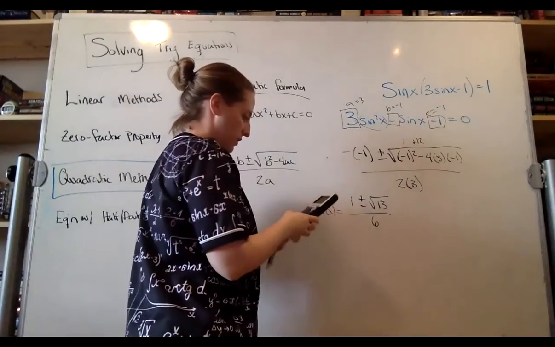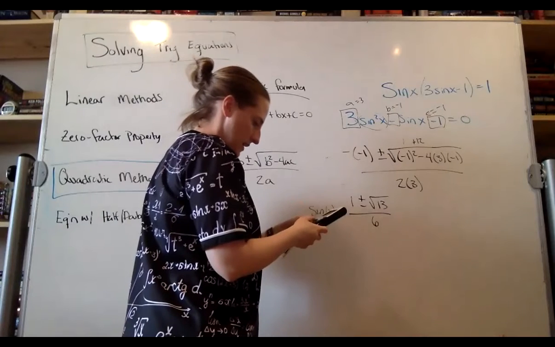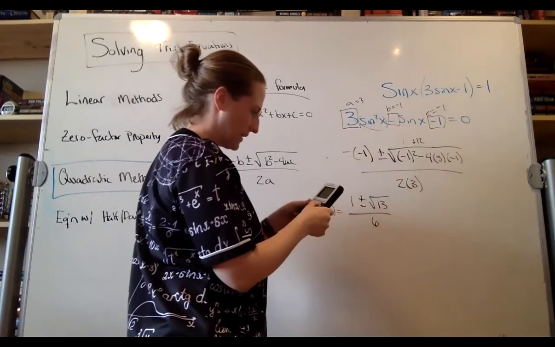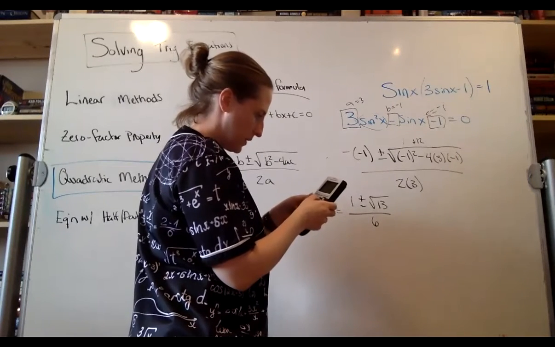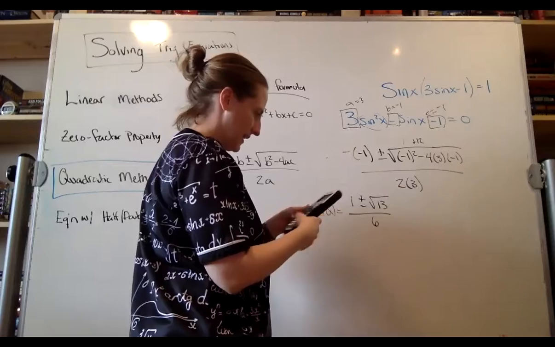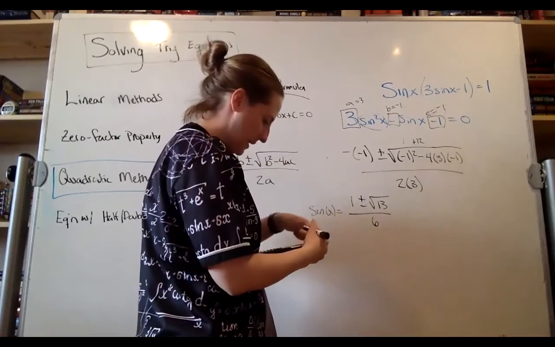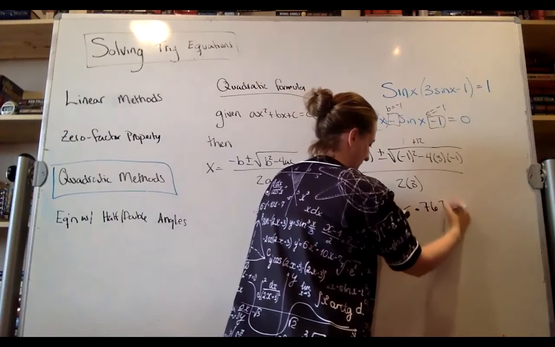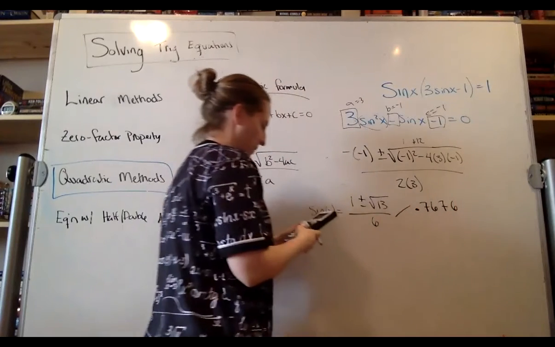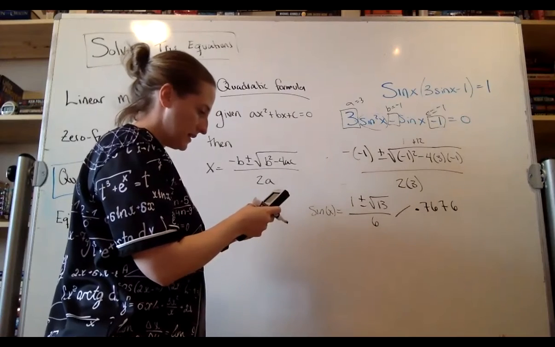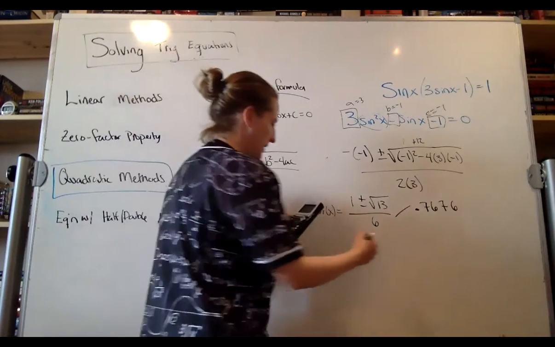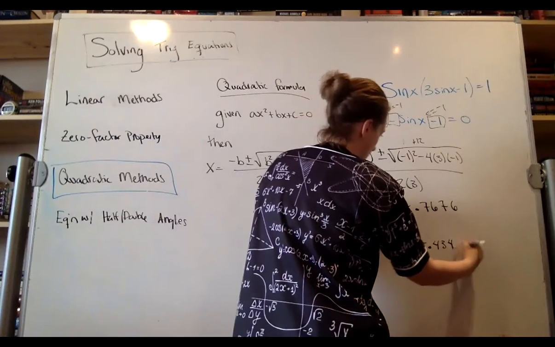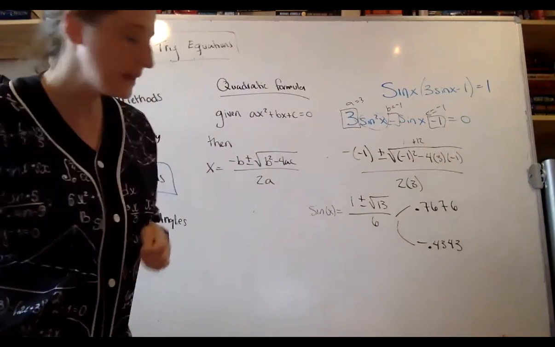Notice there are 2 answers here. So first I'm going to do 1 plus the square root of 13. That's not 13. Oh my goodness, I can't use a calculator, especially not when I'm trying to do it fast. Divided by 6. And that gives me approximately 0.7676 for rounding purposes. And then I'm going to do 1 minus the square root of 13 divided by 6, which gives me negative 0.4343.